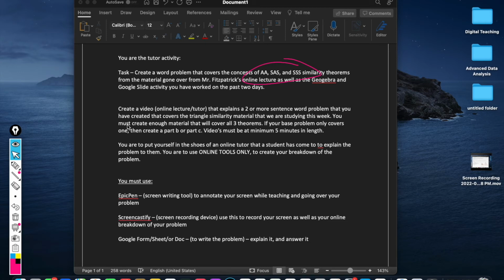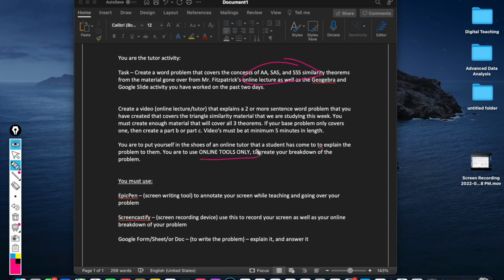Now, remember, you're to put yourself in the shoes of an online tutor that a student has come to, to explain the problem to them. This is the big part: you are to use online tools only. We are not handwriting this stuff. You are using online tools only to create your breakdown of the problem.